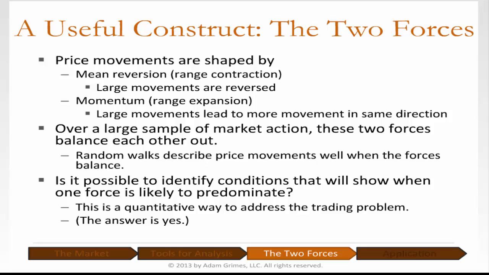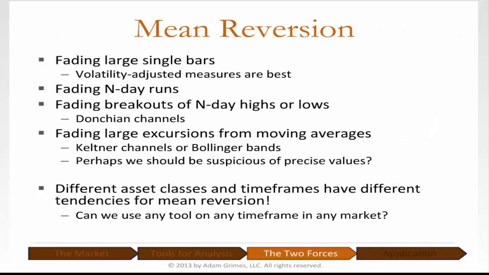The reality is that these forces are usually in balance. When they're in balance, price is caught between two conflicting forces and moves randomly. This is why most academic tests of price motion find that prices pretty much random walk most of the time. But what we're able to do is identify conditions which show when one of these forces is more likely to win, and that's pretty exciting. For mean reversion, here are very simple patterns that show mean reversion is likely to win in the immediate future.